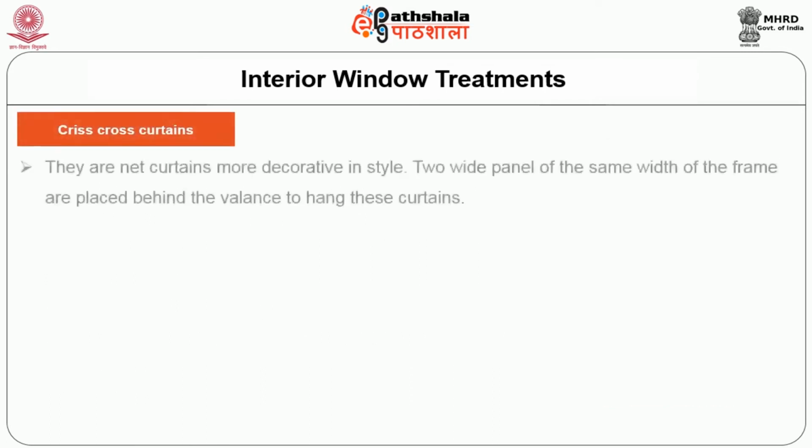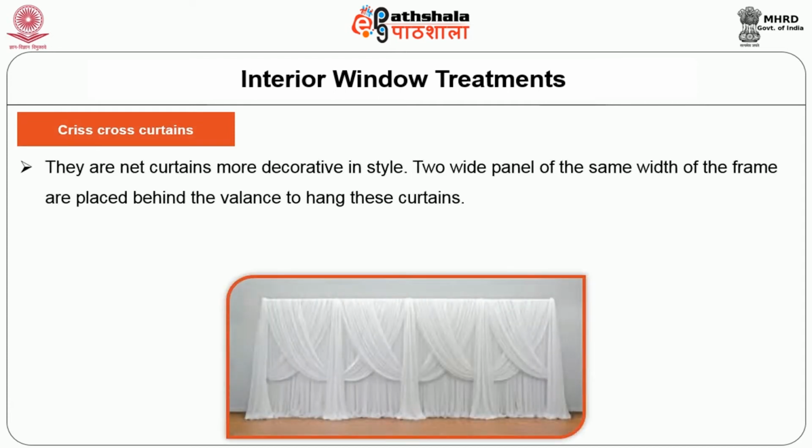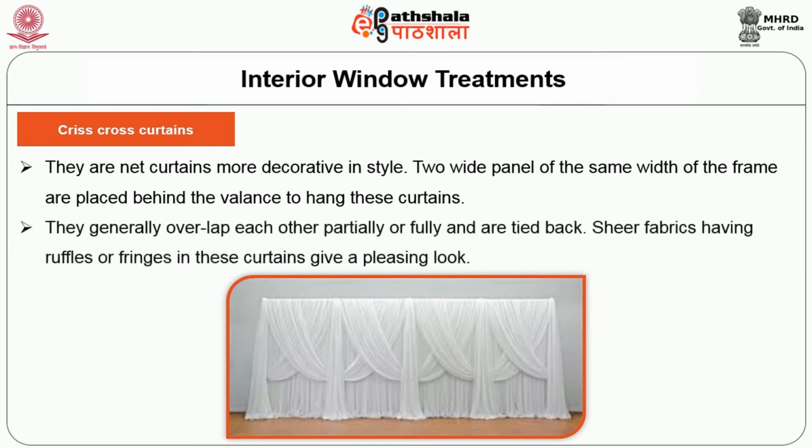Crisscross curtains. They are net curtains, more decorative in style. Two wide panels of the same width of the frame are placed behind the valance to hang these curtains. They generally overlap each other partially or fully and are tied back. Sheer fabrics having ruffles or fringes in these curtains give a pleasing look.